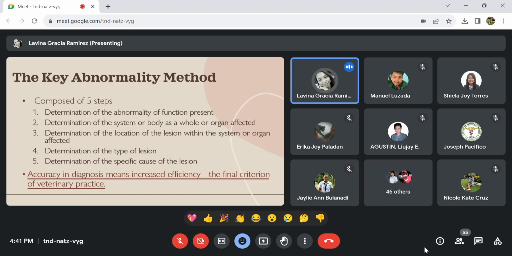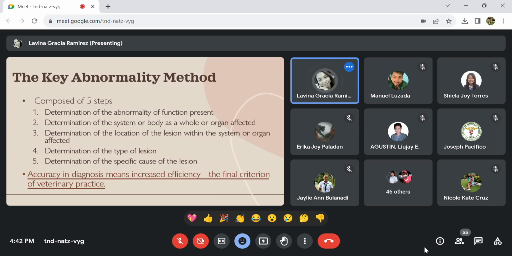Determination of the type of lesions, whether it is inflammatory, non-inflammatory, or what we call space occupying. So that kind of lesions. And of course, determination of the specific cause of the lesions. So the last one, cause of the lesions.